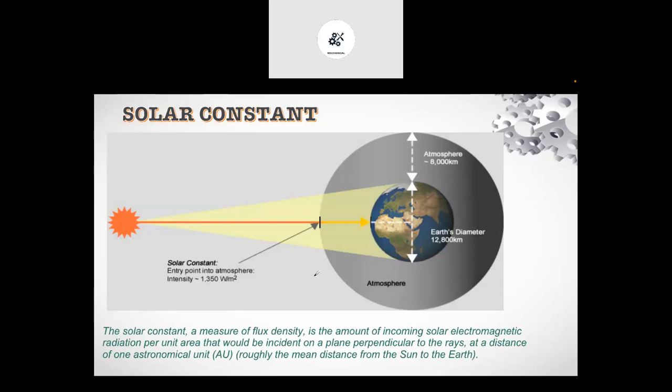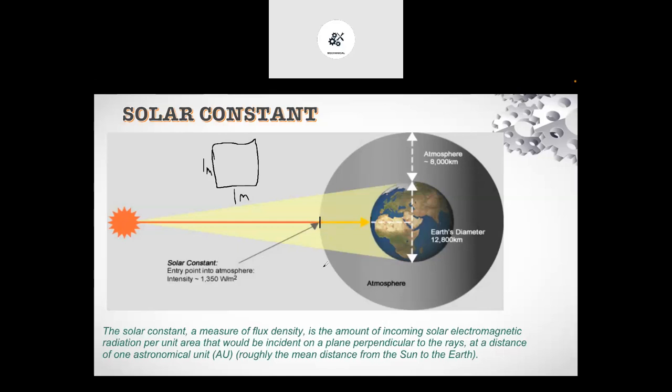Solar constant is the amount of incoming solar radiation hitting the Earth's surface per unit area. That particular intensity, or amount of energy, is known as the solar constant. Means if we consider 1 meter square of area on Earth's surface, with sides of 1 meter, how much solar radiation is incident on this area is known as the solar constant.